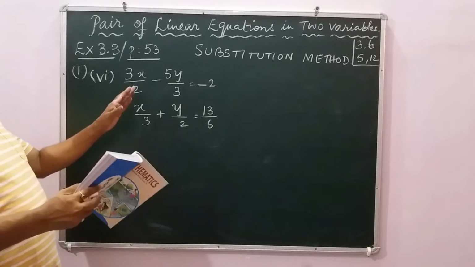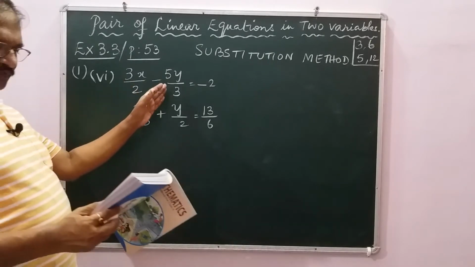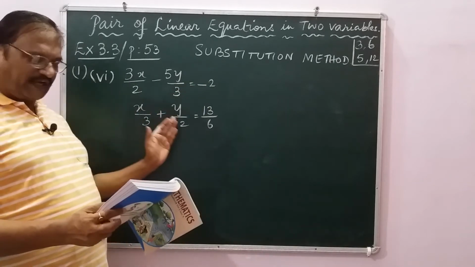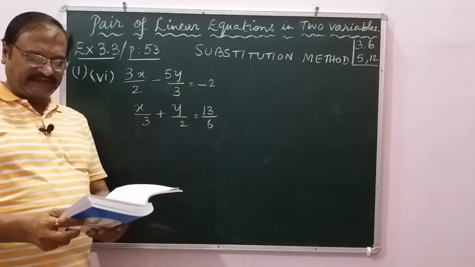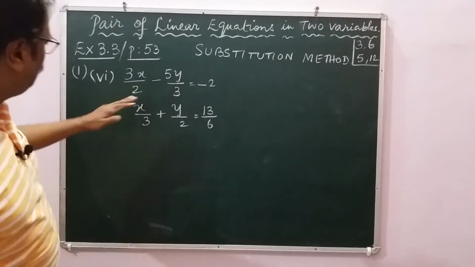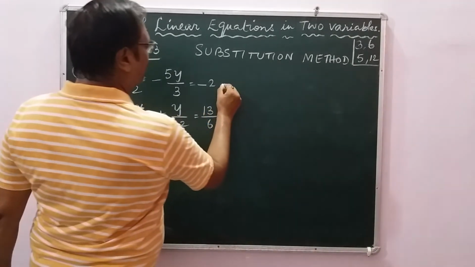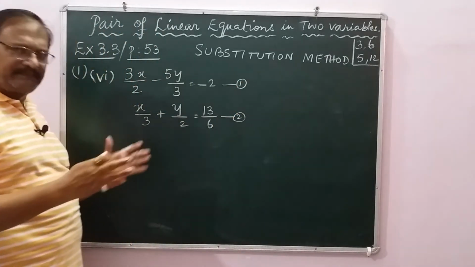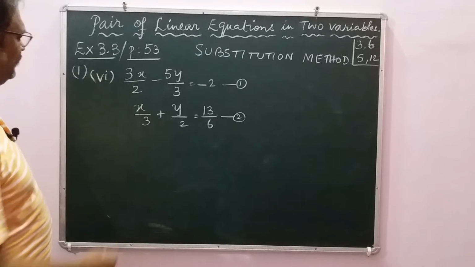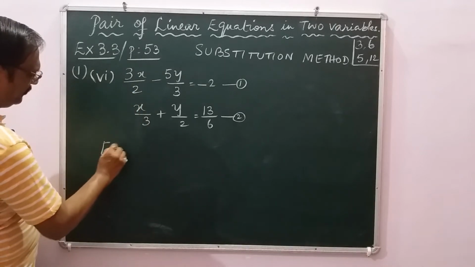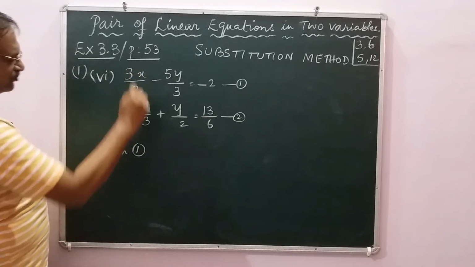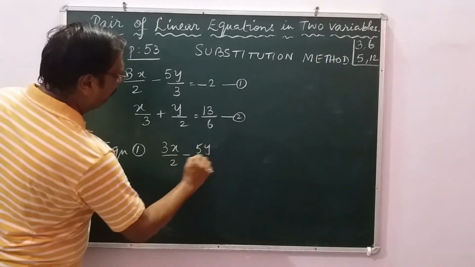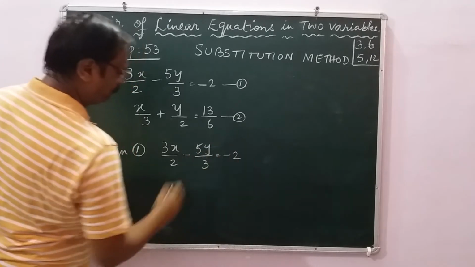Very carefully let us watch. 3x upon 2 minus 5y upon 3 is equal to minus 2, and x by 3 plus y by 2 is equal to 13 by 6. This is the last problem in the first set. Call this equation number 1, call this equation number 2. Very simple. We need to simplify this. Let us take equation number 1 and solve this first to simplify. 3x upon 2 minus 5y upon 3 is equal to minus 2.